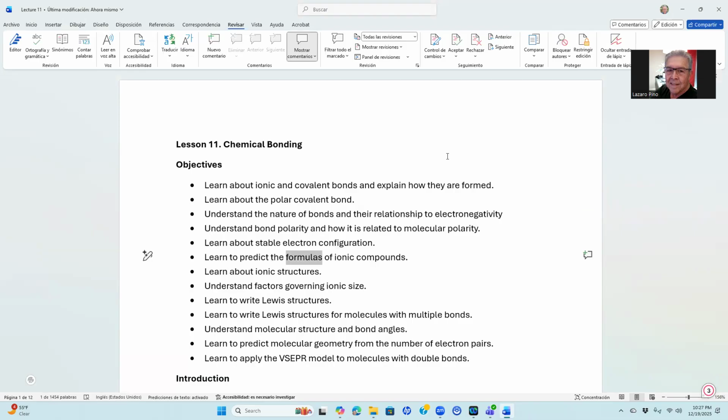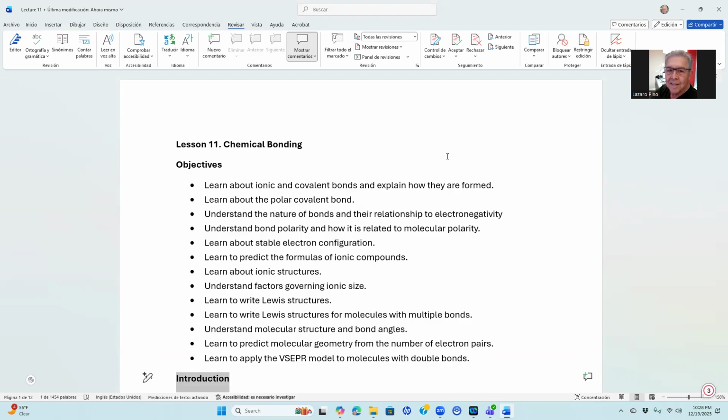Learn to predict the formulas of ionic compounds. Learn about ionic structures. Understand factors governing ionic size. Learn to write Lewis structures. Learn to write Lewis structures for molecules with multiple bonds. Understand molecular structure and bond angles. Learn to predict molecular geometry from the number of electron pairs. Learn to apply the VSEPR model to molecules with double bonds.